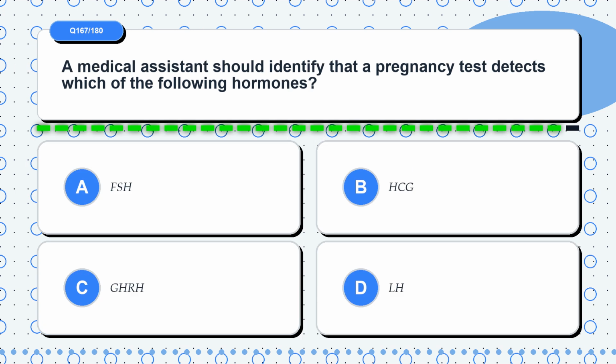Question 167. A medical assistant should identify that a pregnancy test detects which of the following hormones. Here are the options. Option A, FSH. Option B, HCG. Option C, GHRH. Option D, LH.